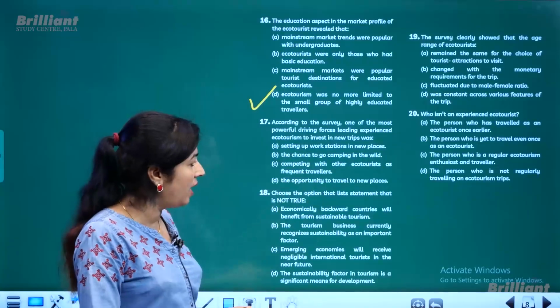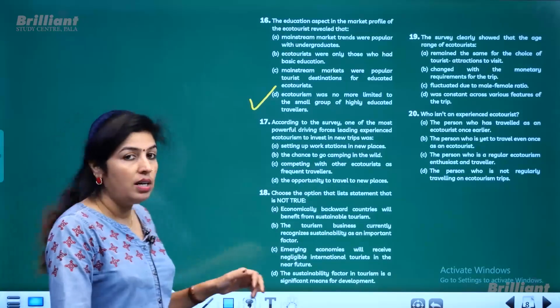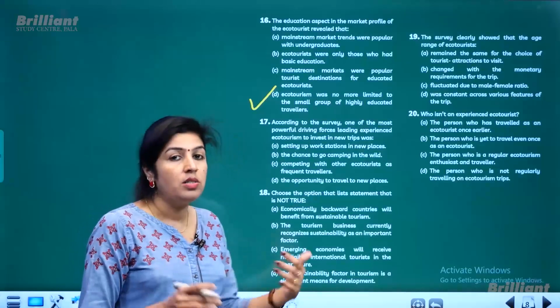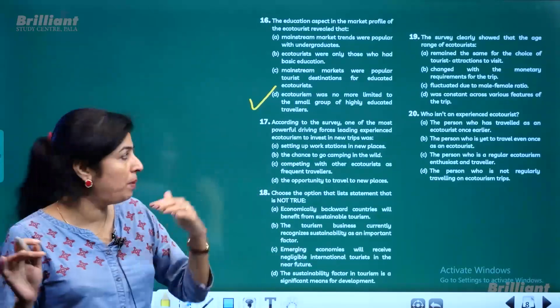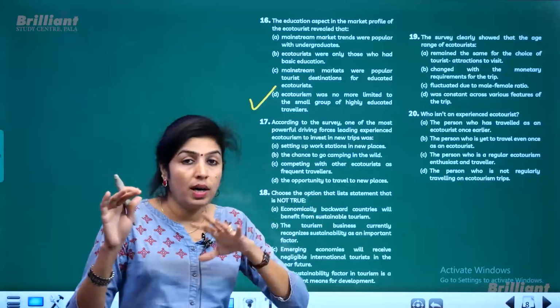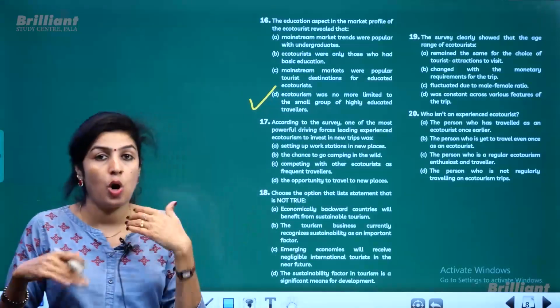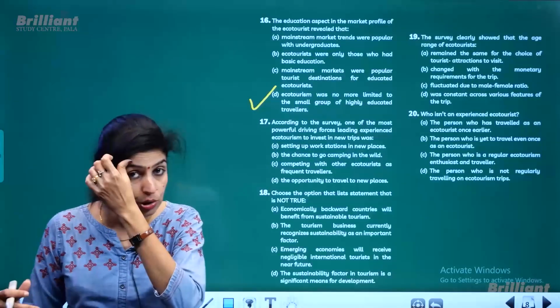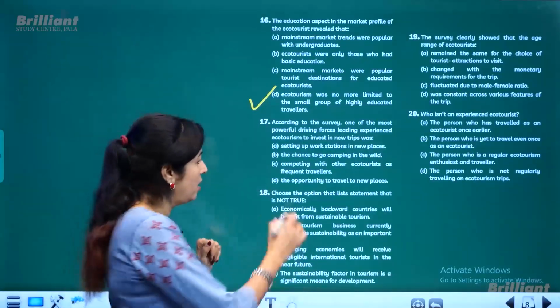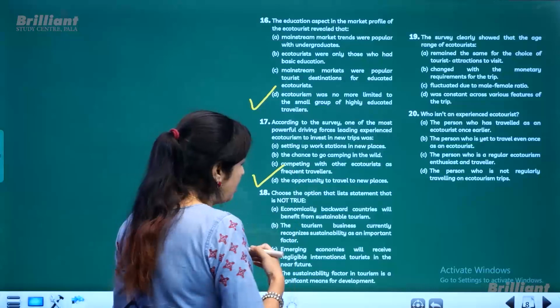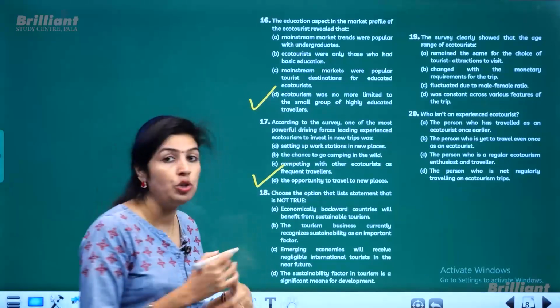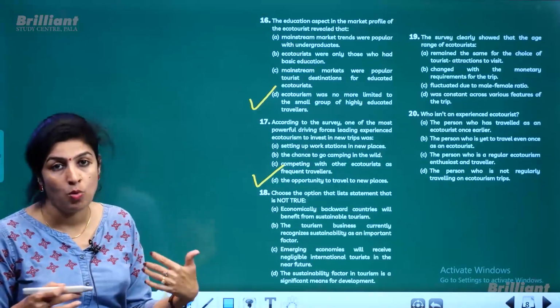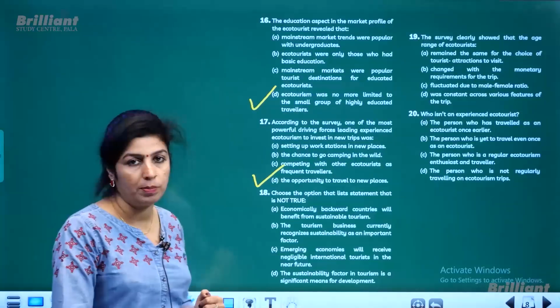Then competing with other ecotourists as frequent travelers, is it a kind of competition going on? So, in short, the meaning of the question is when people go for ecotourism, what are the guiding forces which prompt them? Why do they go for ecotourism? Okay. The answer is the opportunity, because they want to get the opportunity to travel to new places and to explore more. So, fourth option.